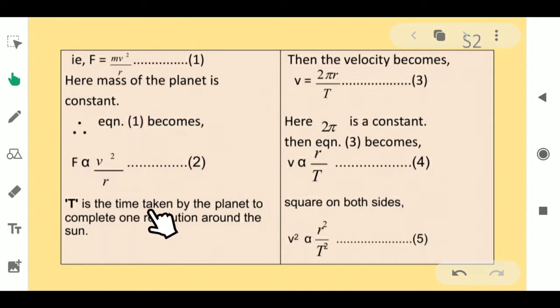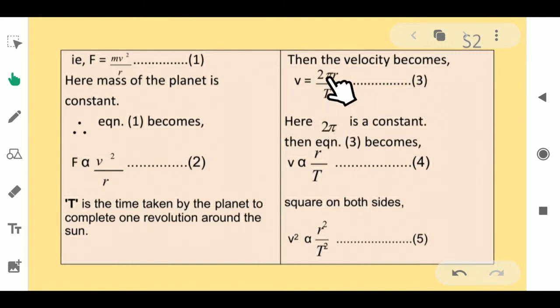T is the time taken by the planet to complete one revolution around the sun. Then the velocity v is equal to 2 pi r by t, because the planet moves in a circular orbit. Therefore, the velocity can be taken as the circumference of the circle divided by time. Therefore, v is equal to 2 pi r by t. 2 pi r means the circumference of the circle, and t is the time taken to complete one revolution. This can be taken as equation number 3.